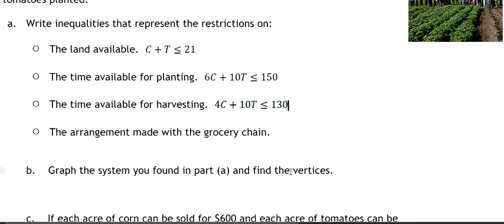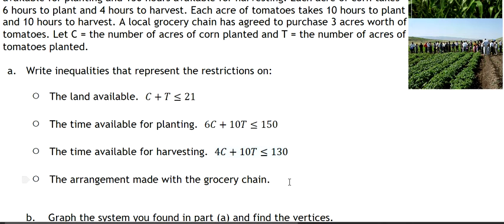And then there's one additional constraint here. This grocery chain has agreed to purchase 3 acres of tomatoes. So I know that I need to plant at least 3 acres of tomatoes because I've essentially already sold them to the grocery chain. So I'm going to say that the number of acres of tomatoes I plant has to be at least, sorry, T has to be at least 3. So 3 or more than 3.